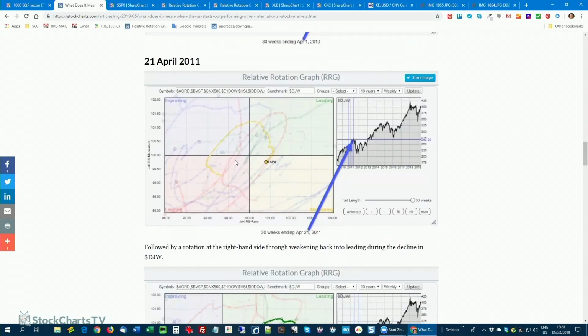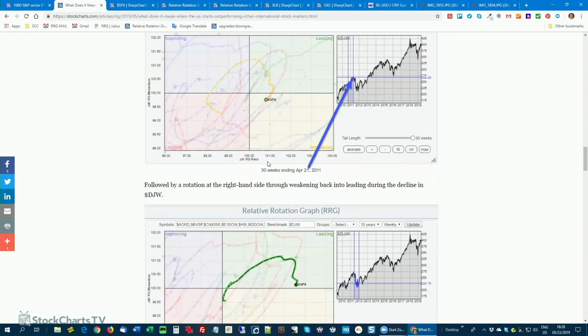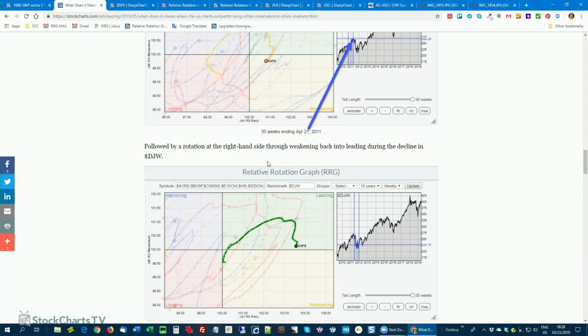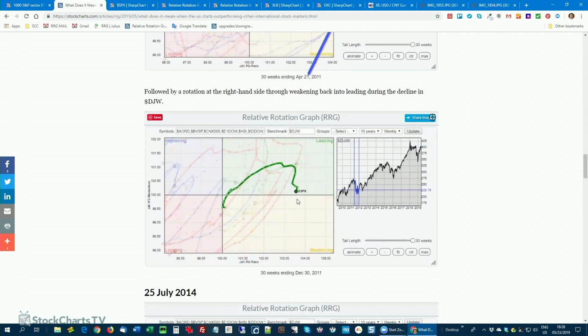If we go to April 2011, it's at the top of the market, but you see that in the run up to that, the S&P outperformed. It looks as if it's weakening, but we all know that the strongest moves come when it rotates on the right-hand side of the graph, and that's exactly what happened during this decline. The S&P rotated all the way on the right-hand side. It never hit the lagging quadrant. So again, this is a situation where the market, and by the way, the market here is the Dow Jones Global Index.